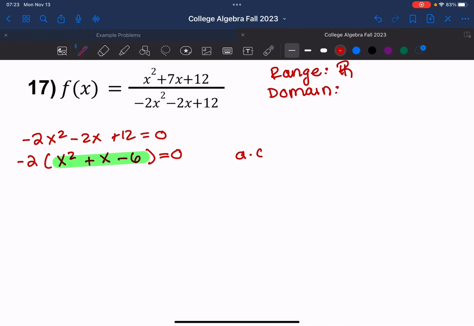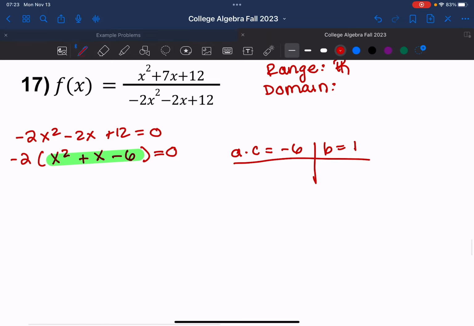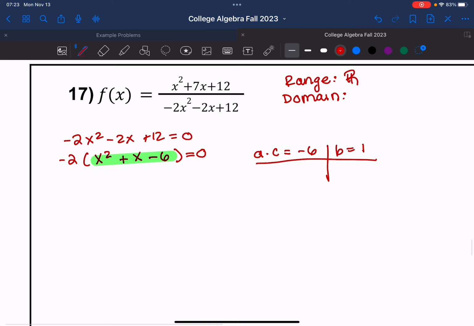So if I write the AC method, I get A times C, which is -6. And our B value is 1, since there's not a number in front of X. So what would be two numbers that multiply to -6 but add to 1? Good, 3 and -2. So I have x squared plus 3x minus 2x minus 6 equals 0. After the AC method, I always do what? Factor by grouping.